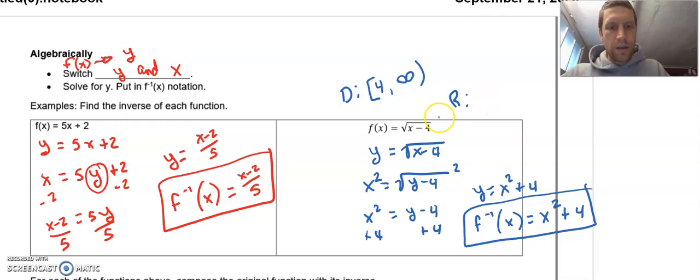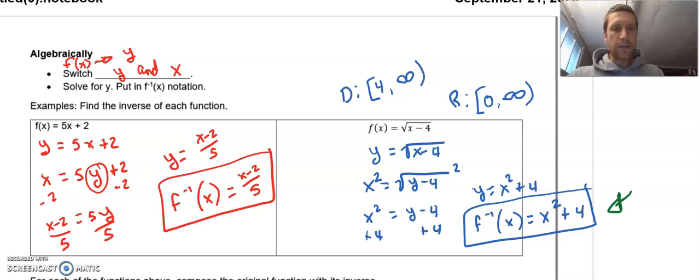The range, let's see, coming out of a square root, you're either going to get 0 or positive, because I'm not doing plus or minus. So the range on this is going to be from 0 to infinity. Okay, when I look at its inverse, right, here's the inverse of f of x.